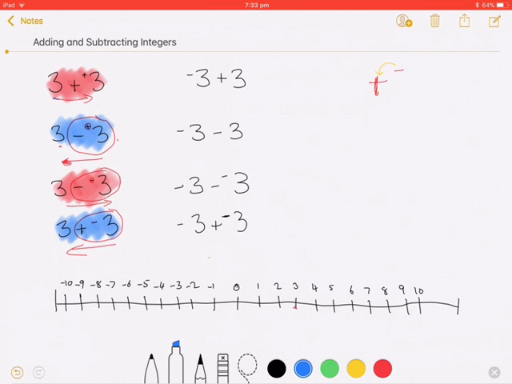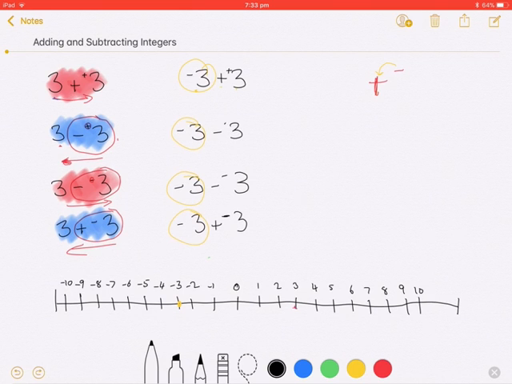The only difference between those and these ones is your starting point. So instead of worrying about the negatives, oh my goodness, there's a negative 3 there as well. No, it's no different. It's just where you're starting. So remember, if it's a negative 3 plus 3, and we've got an imaginary little plus there because it's a positive number, you're just going to be going to the right. 1, 2, 3, and end up on 0.